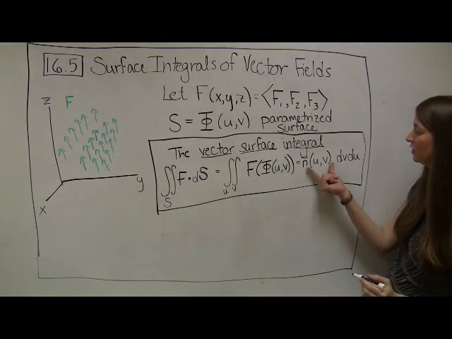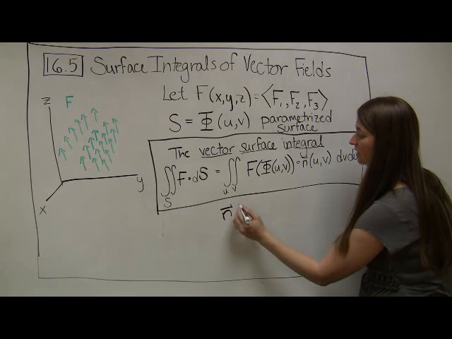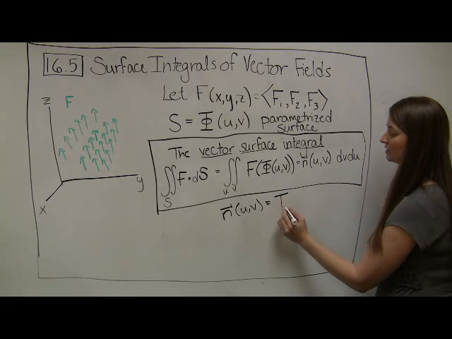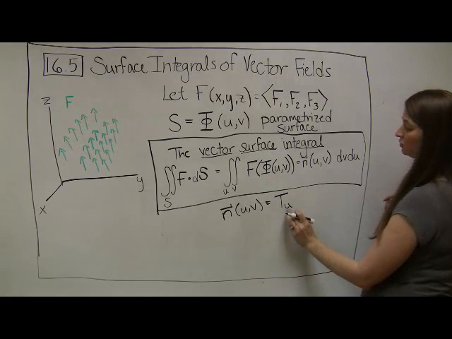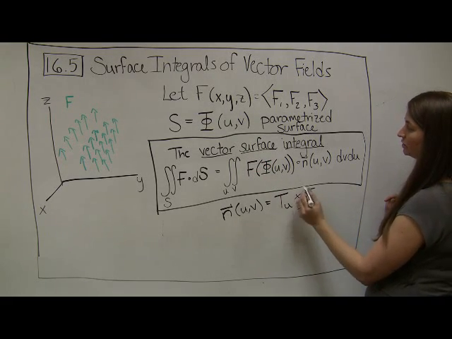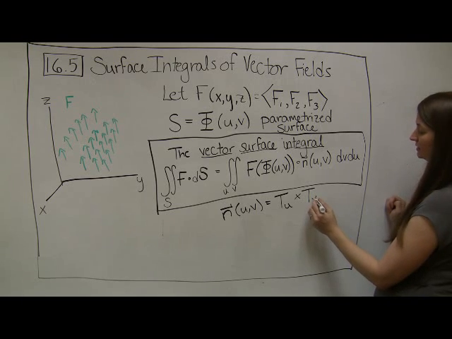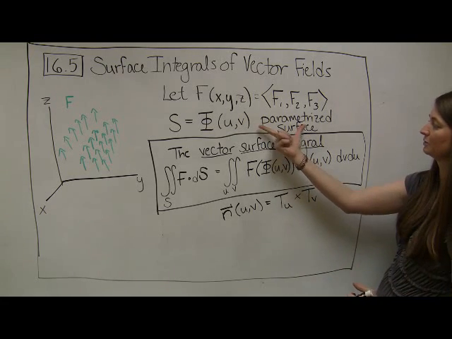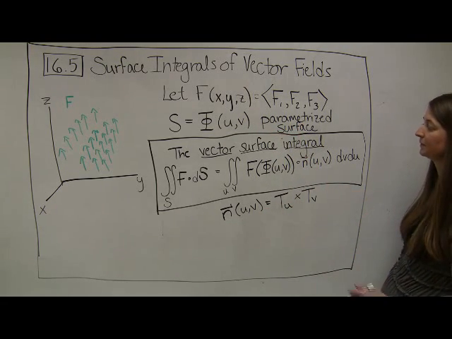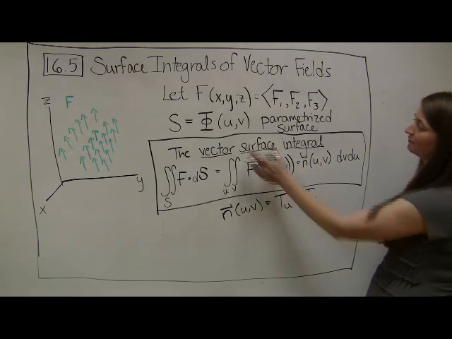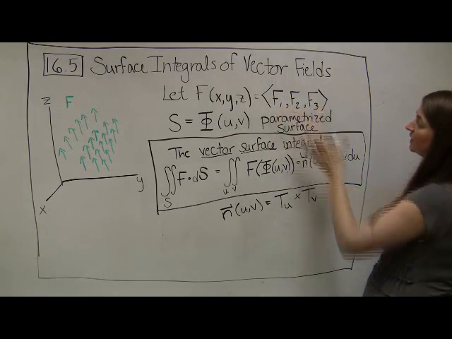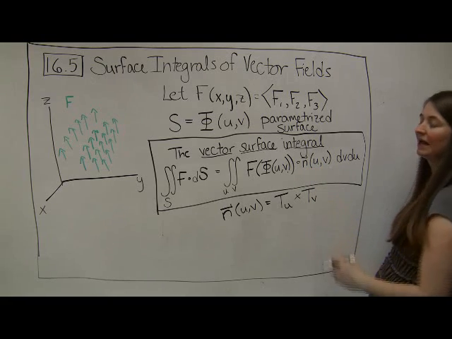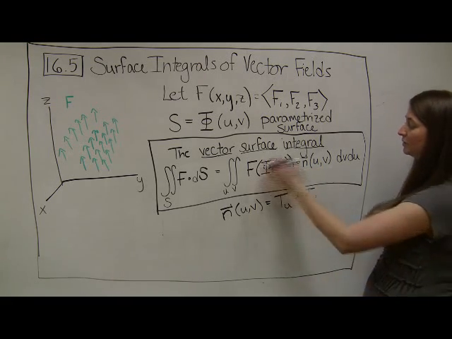A couple of things to point out. Recall that our normal vector, N of (u, v), is computed the exact same way that we computed it previously. It's our partial derivative of our Phi function with respect to u, crossed with our partial derivative of our Phi function with respect to v. The cross product gives us something perpendicular to our parameterized surface, which is our normal vector. And similarly, when I plug my Phi function into my F function, I get out some vector, so it makes sense that I would dot this vector with this vector.